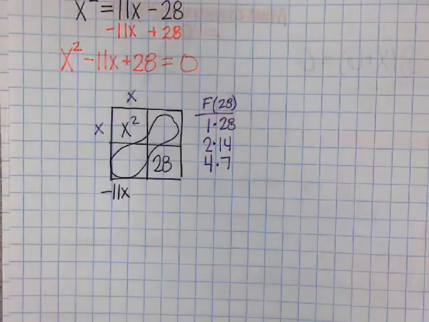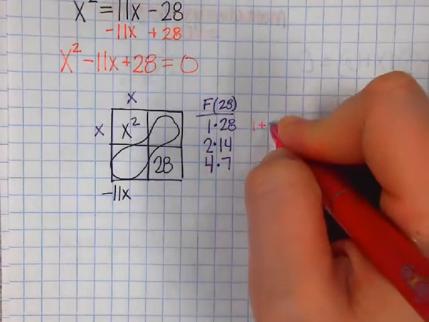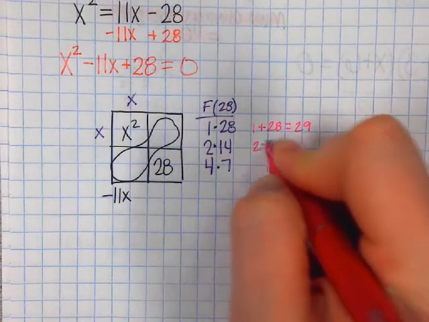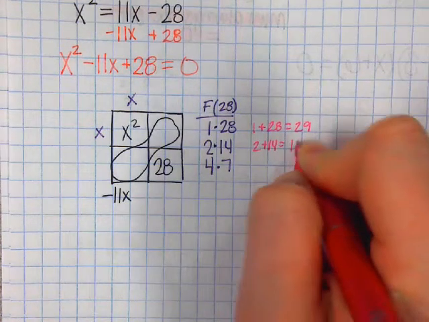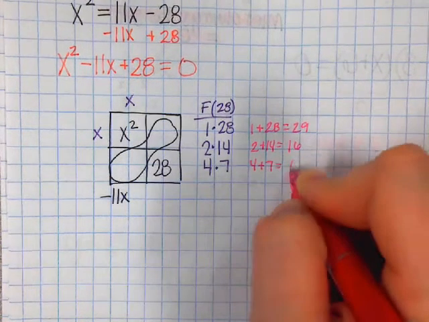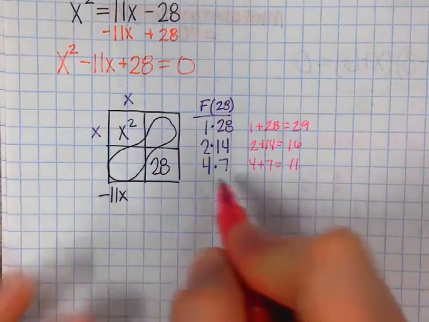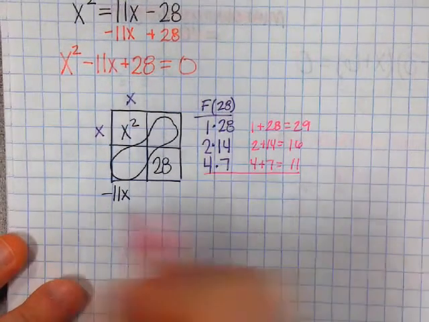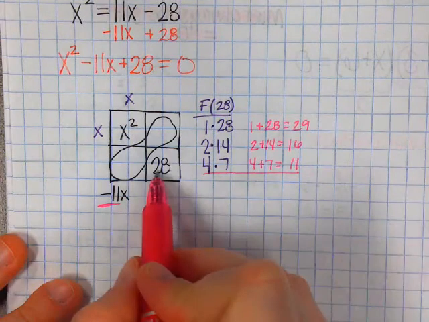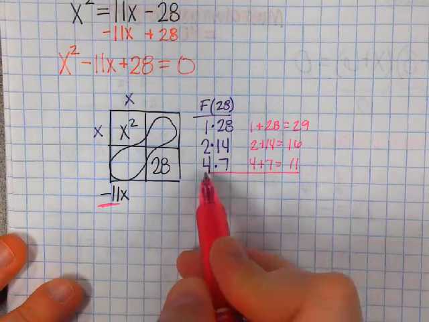Okay, now let's go ahead and add them. Let me find what color I want. I want pink. Okay, 1 plus 28 is 29. 2 plus 14 is 16. 4 plus 7 is 11. 3 plus 7 is 10, so plus 1 more is 11. So this is really close. The only problem is we need a -11.